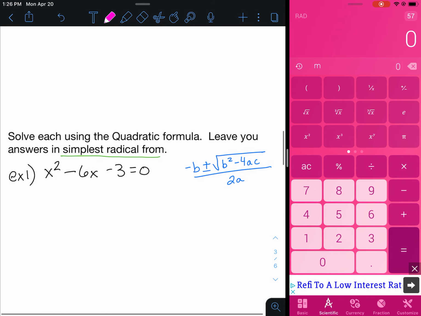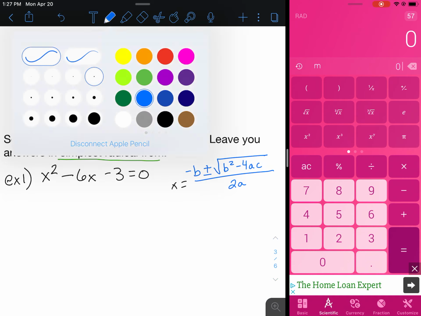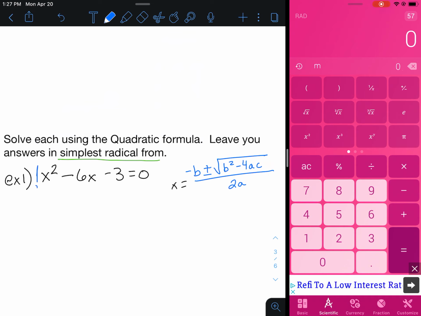All right. Now, we're going to continue using our quadratic formula, which we've been using this whole time. And that is negative b plus or minus the square root of b squared minus 4ac all over 2a. All right. So on this one, go ahead and fill in the blank. This is my A, this is my B, and this is my C.